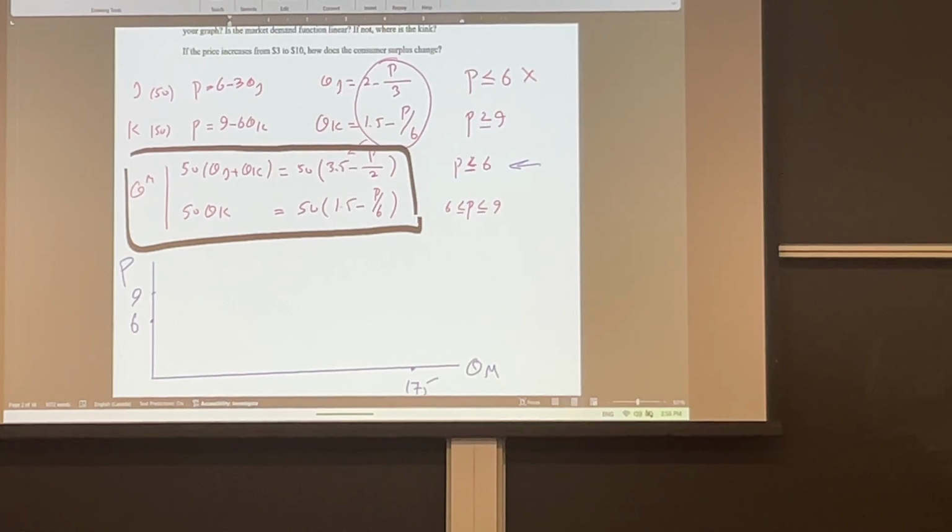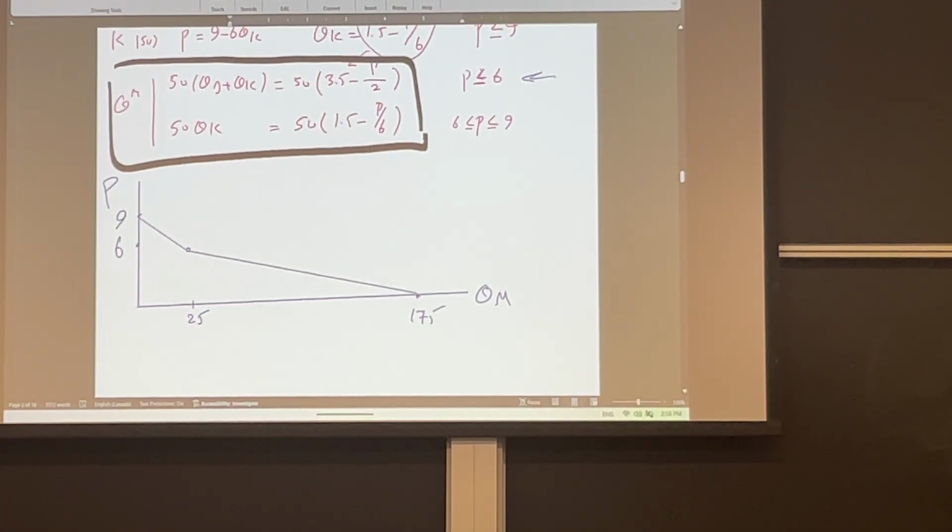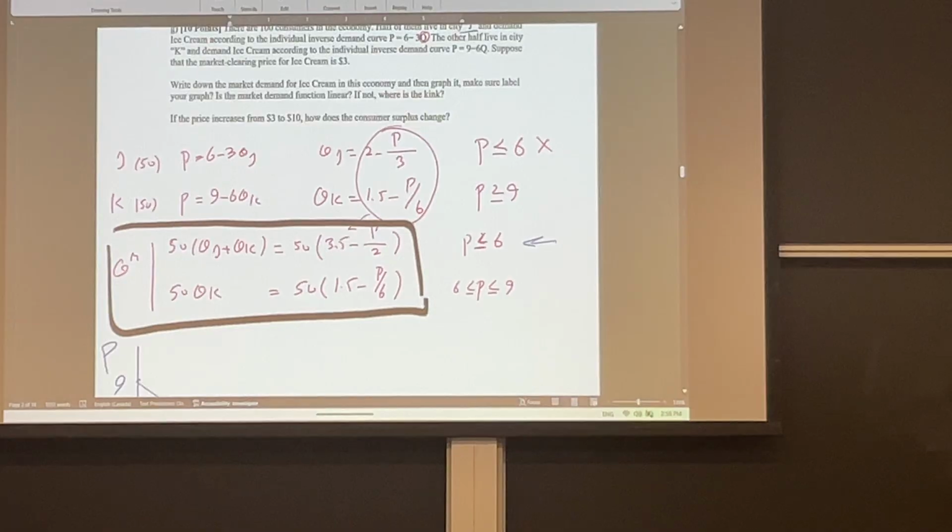What about the first one? Does it give you 25? 25, right? We'll find that. So make sure to verify it, otherwise you may get it wrong. That is a market demand kinked at 6. Okay? So we did all the way up to here.